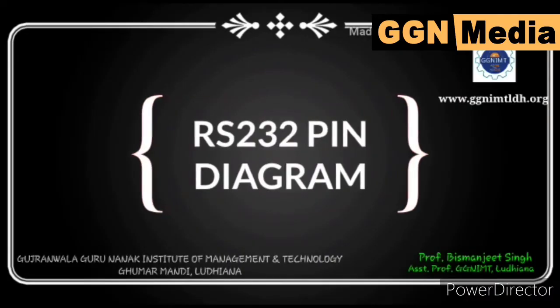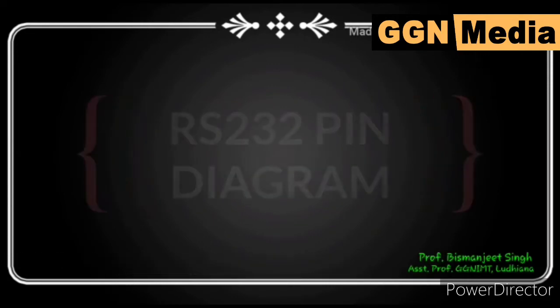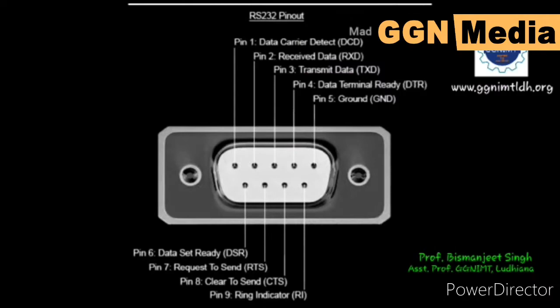Good morning. We are going to study about the RS232 pin diagram. This is the pin configuration of DB9. It has 9 pins. It is also known as RS232 for serial communication.